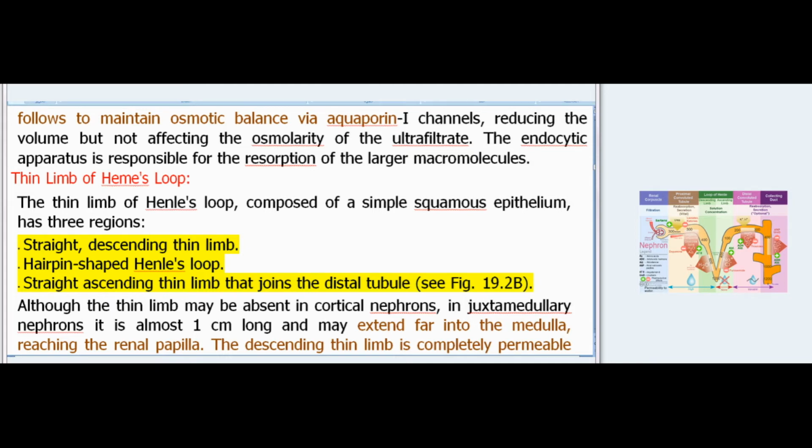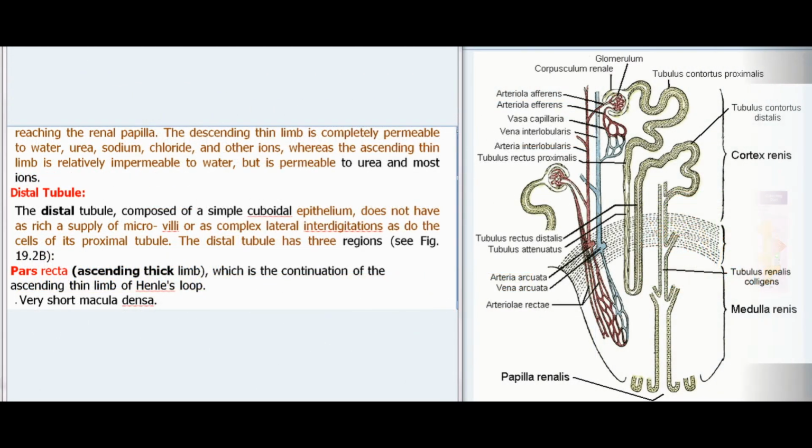The descending thin limb is completely permeable to water, urea, sodium, chloride, and other ions, whereas the ascending thin limb is relatively impermeable to water, but is permeable to urea and most ions.